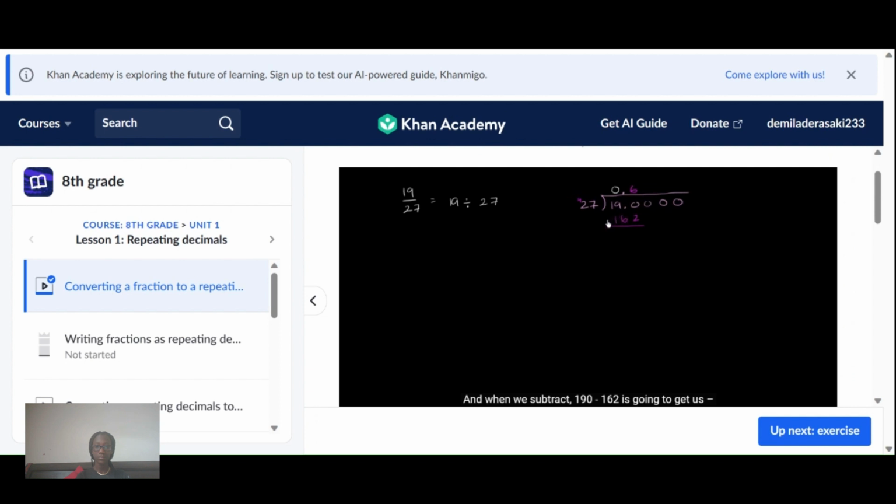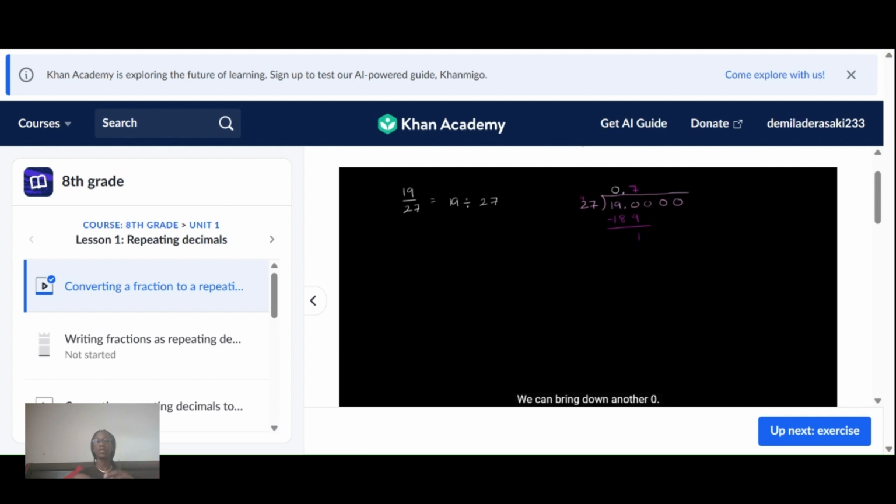And when we subtract 190 minus 162 is going to get us, actually, we could have had another 27 in there because when we subtract, we get a 10 from the tens place, so that becomes 8 tens. This became 28. So we could have put one more 27 in there. So let's do that. So 7 27s. 7 times 7 is 49. 7 times 2 is 14, plus 4 is 18.